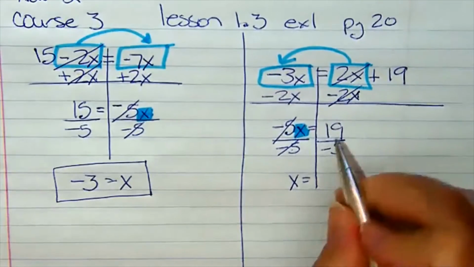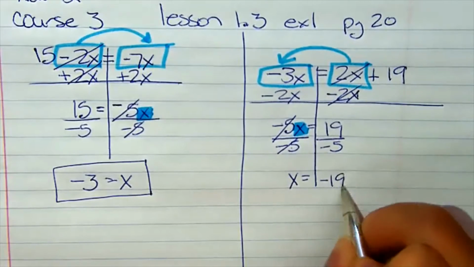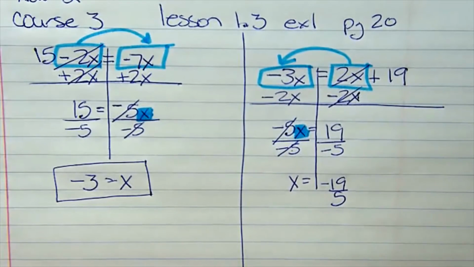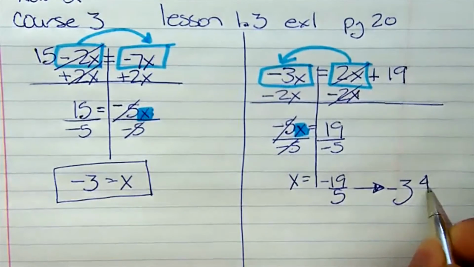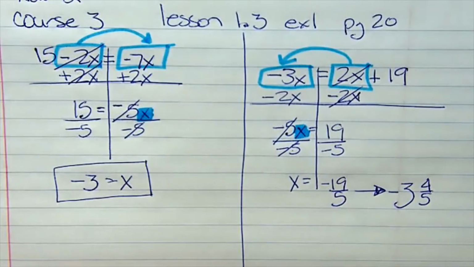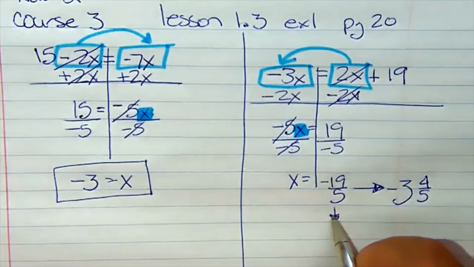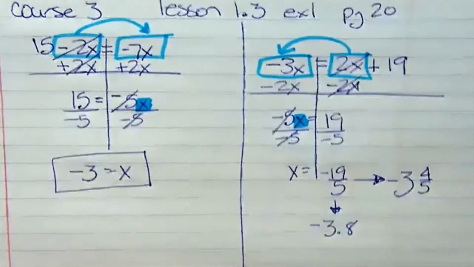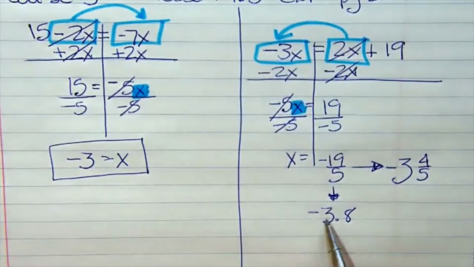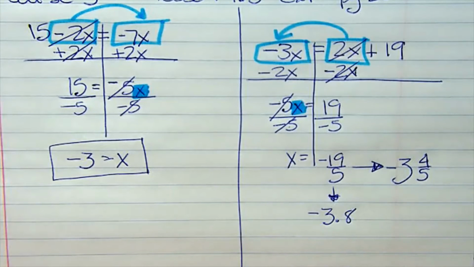Now my answer here, I can leave it as -19/5, or it can be -3 4/5. I can convert it to a mixed number. Or it can be -3 8/10. I can convert it to a decimal. All three of these are equivalent values. All three of these are equal. They are the same. They just look different.